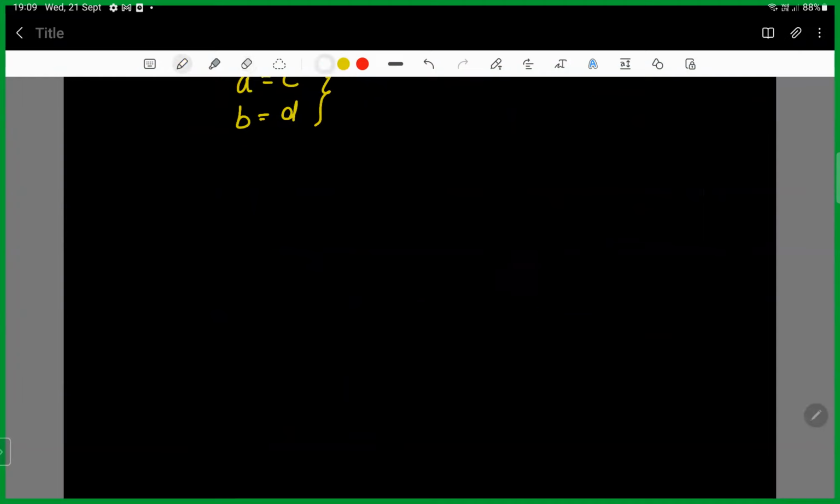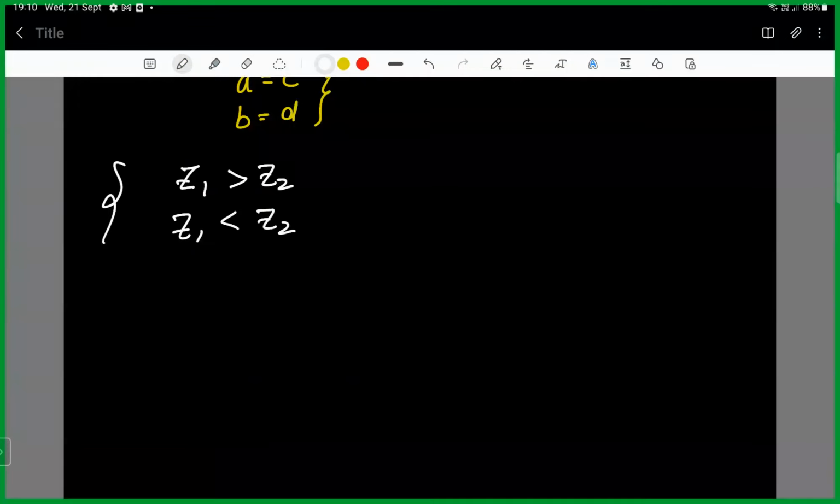Okay, what is the meaning of Z1 greater than Z2 or Z1 less than Z2? It's there in the book. Then what's the meaning of this? Shreya? Vishal? What's the meaning of it? Naveen? Any answer? At least try. You are not trying. Try.